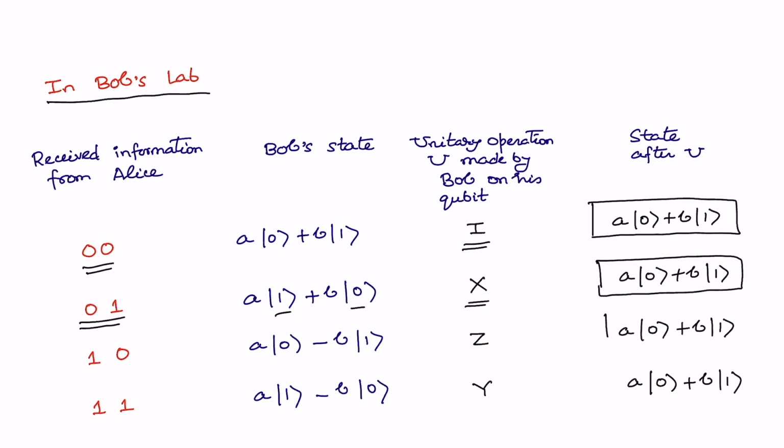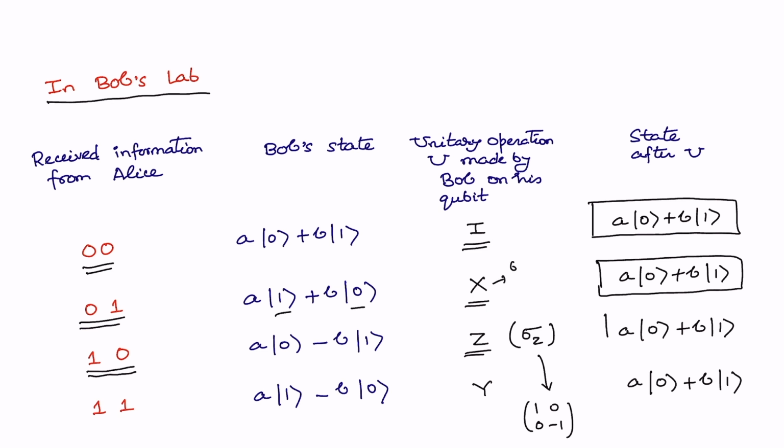And on the other hand, if the information that Alice sent is 1 0, then Bob is going to make a Z operation. By the way, this Z operation is basically the sigma Z Pauli matrix. If you recall, sigma Z is the operation referring to 1 0 0 minus 1. So this is the sigma Z gate operation, or Z gate operation.